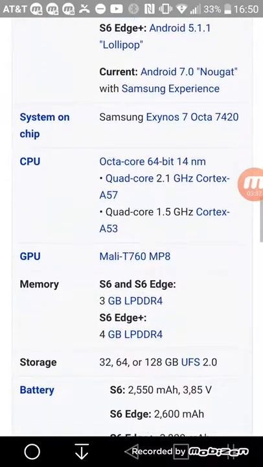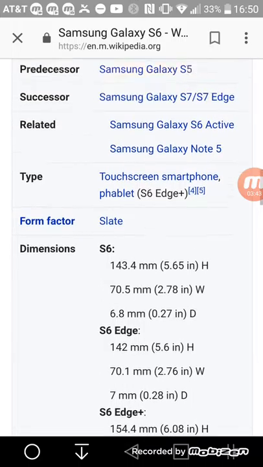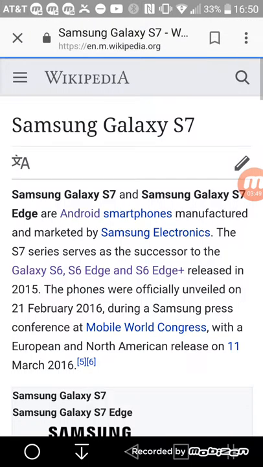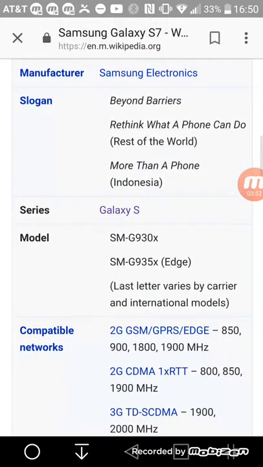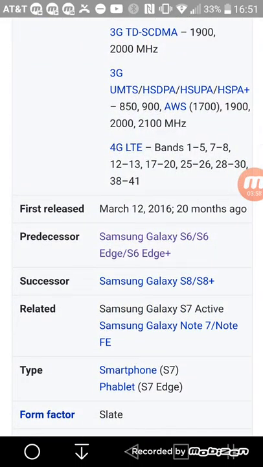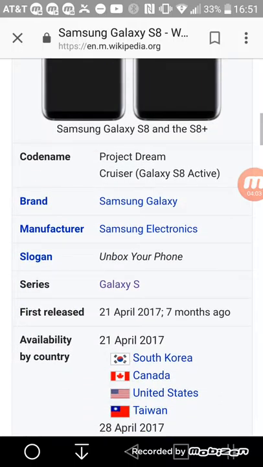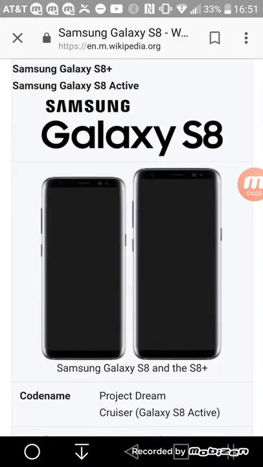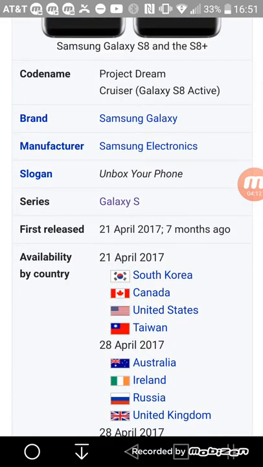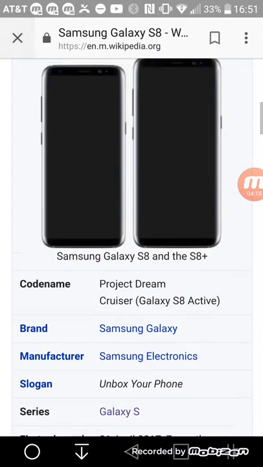Next, we're going to look at the Samsung Galaxy S7, if I can find the thing. Alright, Samsung Galaxy S7 was launched on March 12th, 2016, and the Samsung Galaxy S8 was launched. Samsung Galaxy S8 was the first Samsung Galaxy S phone without the home button. It was launched April 21st, 2017.